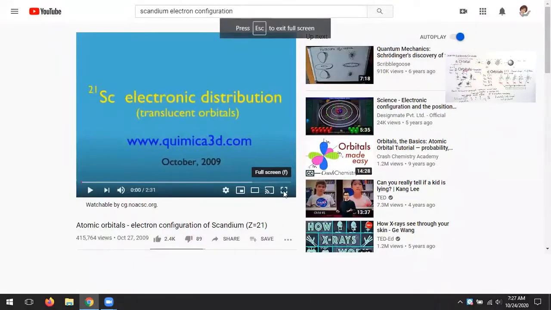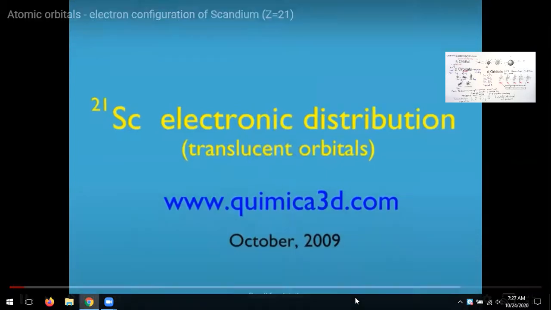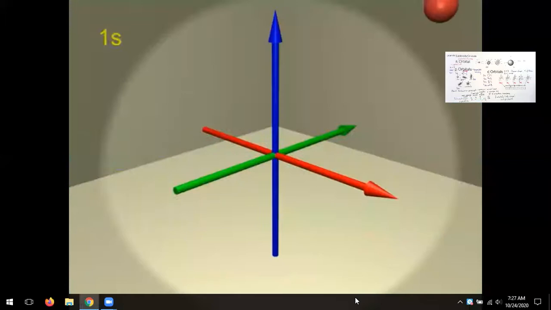Next screen. So we're going to look at the electron, play this. I think it's playing, here we go. These are the orbitals for scandium, which has 21 electrons. So the first 2 electrons in scandium exist in the 1s orbital. The nucleus is at the intersection of the 3 axes.